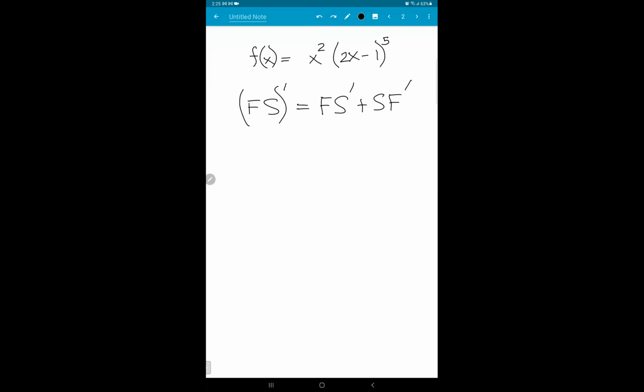So here in the function given, we have a product of two functions, namely x squared. Let's call that our F, and (2x - 1)^5. Let's call that our S. Okay, so this is F, this is S. So applying this formula, we have f'(x) equals x squared times the derivative of the second function here.